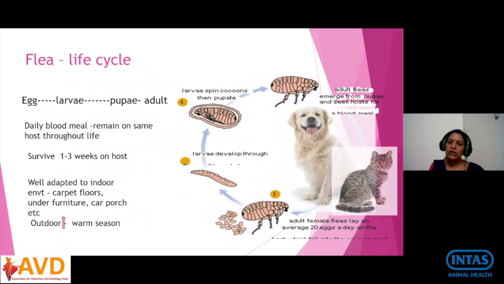Fleas are well adapted to the indoor environment, mainly seen on carpet floors, under furniture, and so on. They are well adapted because they can remain as the pupa. It spins a cocoon and becomes the pupa, and can remain in the indoor environment, carpet floors, under furniture, etc. Outdoors, it occurs mainly in the warm season. A warm climate favors multiplication, and in the warm season the incidence will be higher.